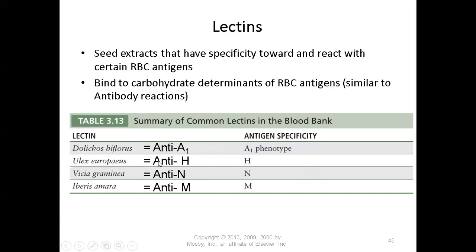Ulex europaeus is antibody against a big H antigen, which we'll talk about a little bit later. Vicia graminea is antibody against big N antigen, and Iberis amara is antibody against big N. So we'll talk a little bit more about these later. Just remember that lectins come from a plant, but they work in the same way in binding certain antigens as an anti-sera would.